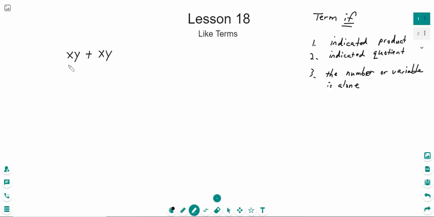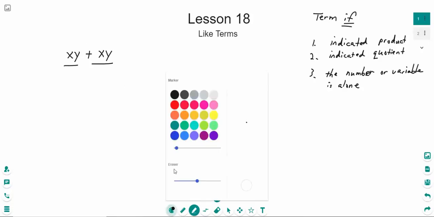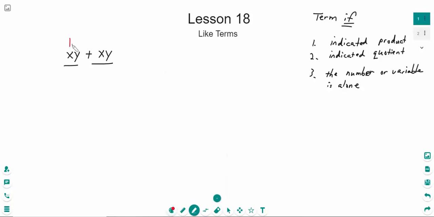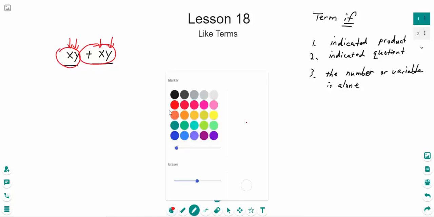This would be an example of two terms, so we should be able to spot those. This is one term, this is the second term, and they are what we would call like terms. They're like terms because the variables are the same. This one has an x being multiplied by the y, this one has an x being multiplied by the y. So the variables are the same, therefore this term is a like term with this term. Pretty straightforward there.